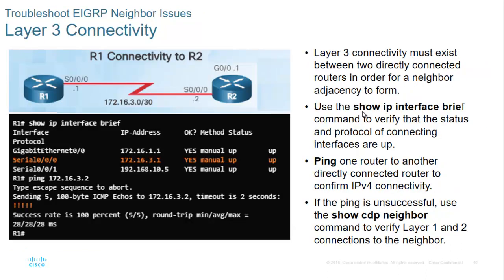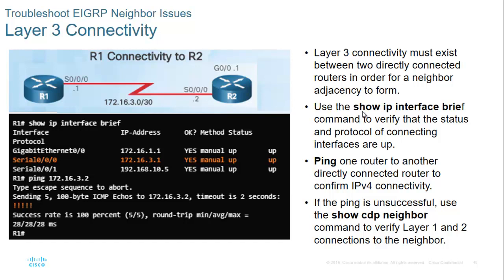Now, layer 3 connectivity is the network connectivity, right? Layer 3 connectivity must exist between two directly connected routers in order for a neighbor adjacency to form. Of course, if you cannot ping that person, you are not connected to them at layer 3. How are you going to send a router advertisement? So you can use the show IP interface brief command to verify that the status and protocol of connecting interfaces are up. Ping is another way to make sure that there is connectivity from one router to another.